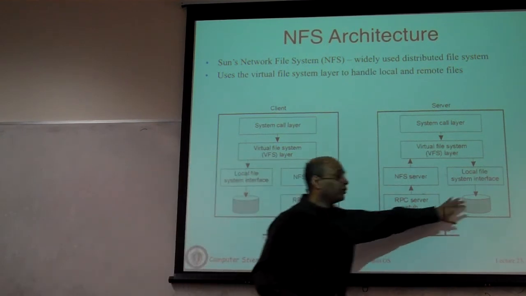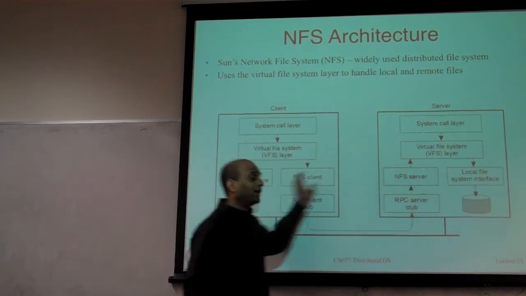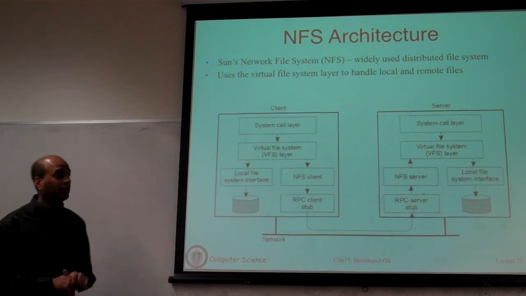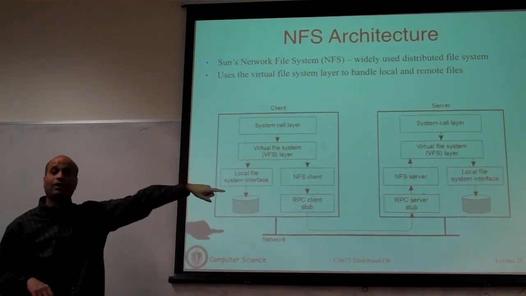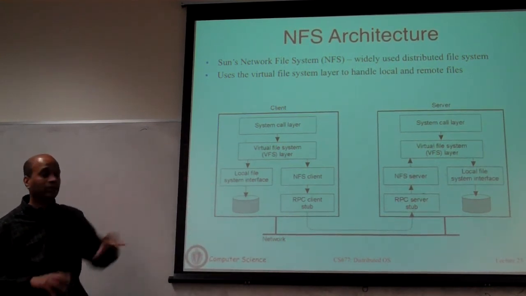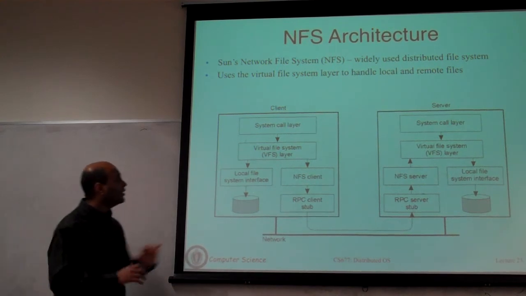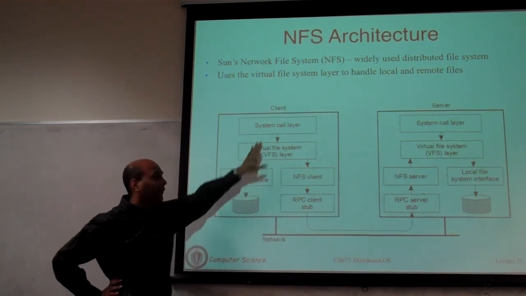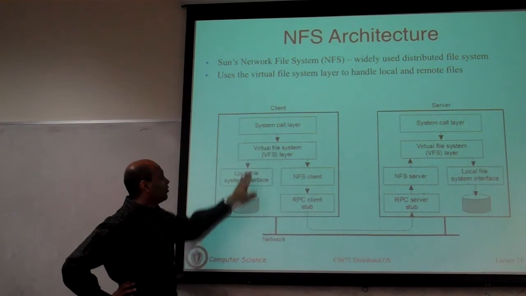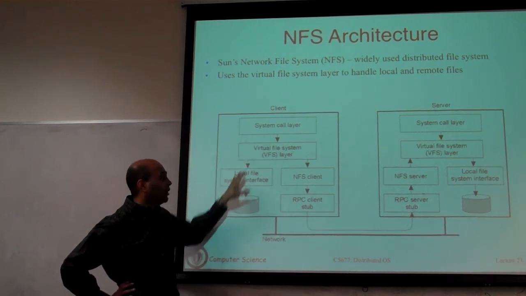So there are files stored on the disk at the server. They can be accessed by the client here. And typically, when a client accesses a file, this is sort of the OS level structure that is being shown here. Depending on whether you access local files or remote files, your OS is going to process the request through one of two paths.